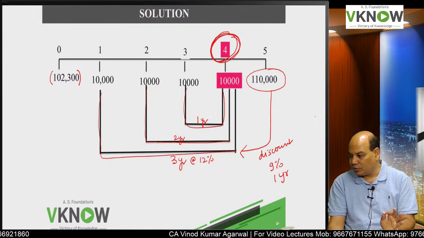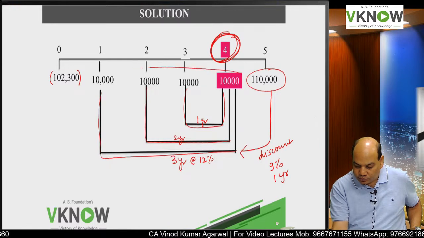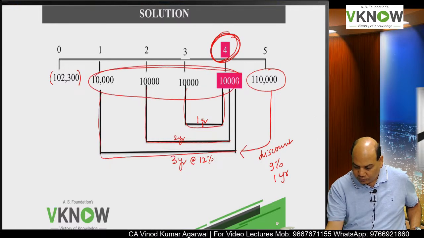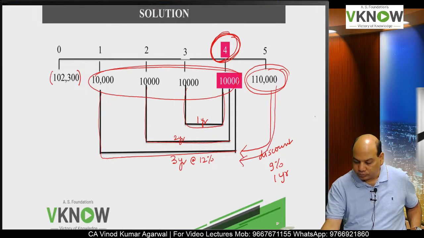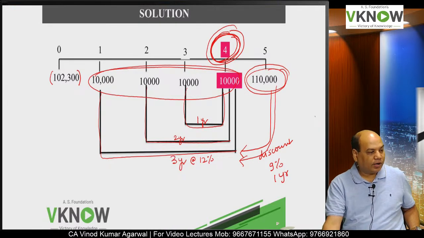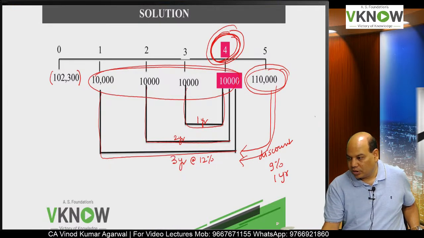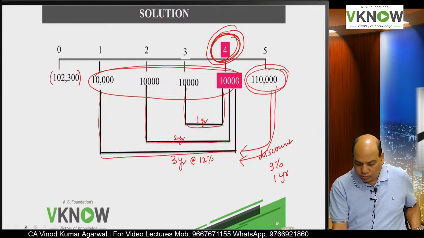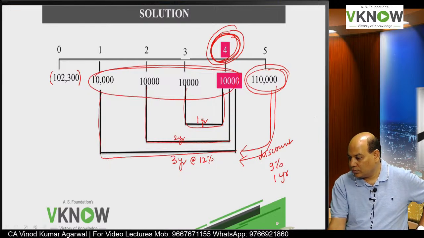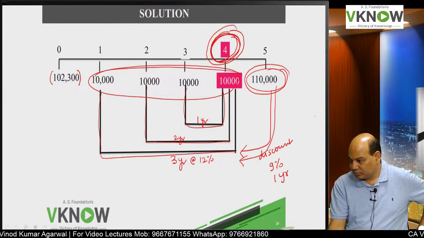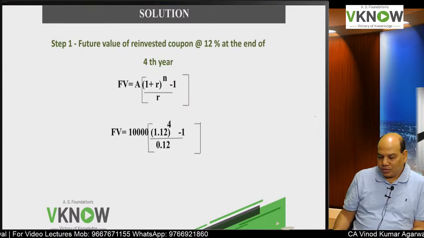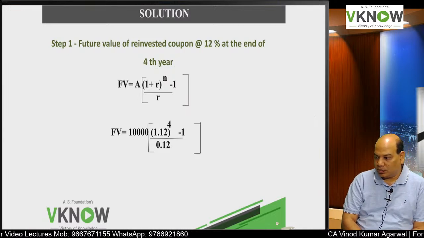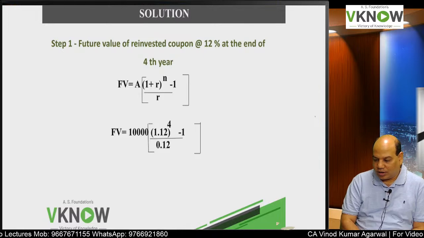So again 2 steps will follow. First we'll calculate the future value of coupon, then we'll calculate the present value of remaining cash flow, calculate the total and find the realized yield to maturity, right? So I hope you have drawn this format. Yes. Okay. So now write down step 1. Step 1 is future value of reinvested coupon at 12% at the end of 4th year.